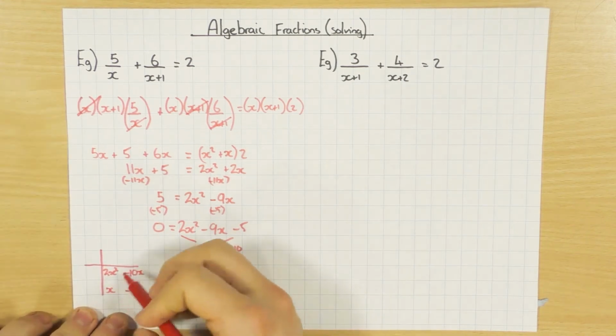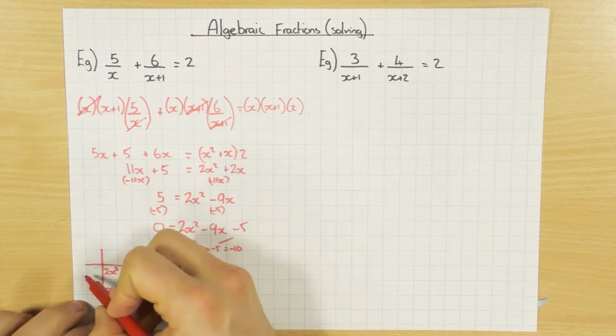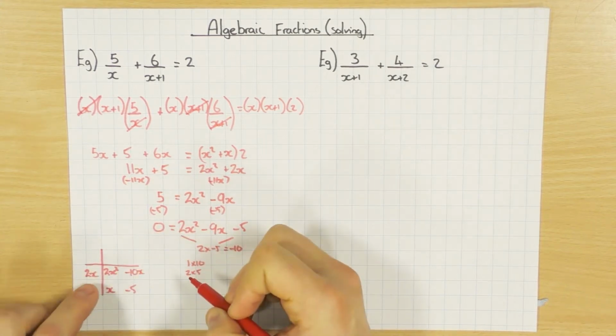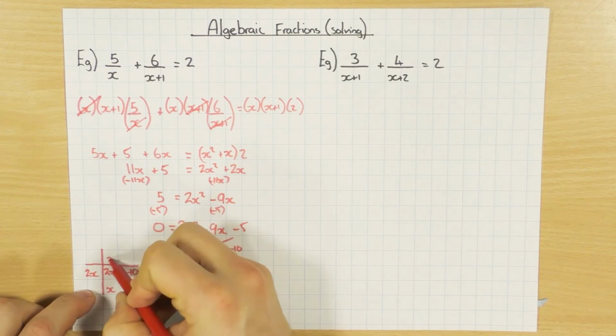Then I can factorize the top. So 2x will come out of that. And then 2x times what gets me 2x squared? Well, that must be x.